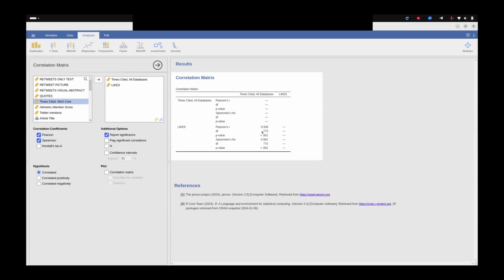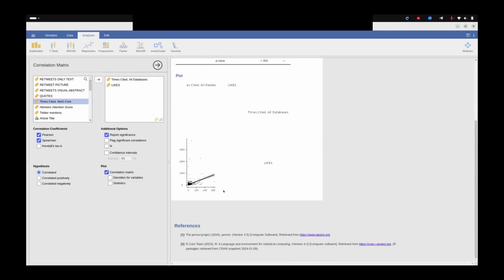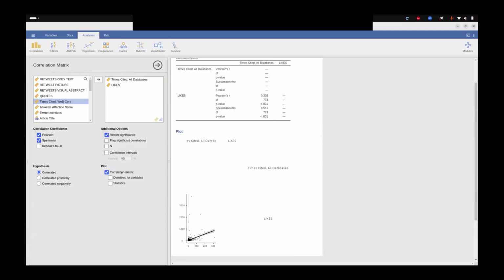As you can see, in both cases, you do get a statistically significant correlation between the two. However, the Pearson's correlation coefficient is 0.339, while the Spearman's correlation coefficient is higher. And you can also get your correlation matrices here. So you can actually do your depiction, if you like, for your papers or whatever.